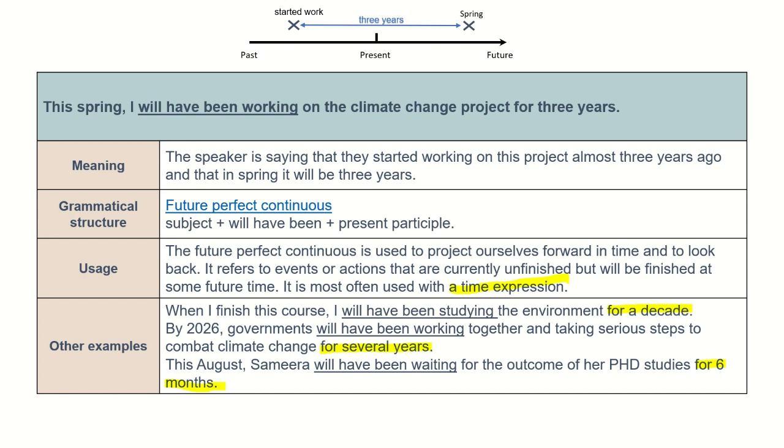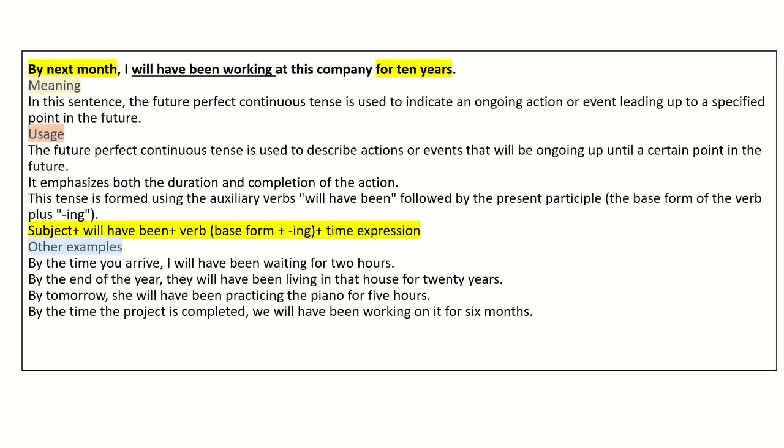We use it to focus on a duration, that this action takes a lot of time to be done and finished. Okay. By next month, I will have been working at this company for 10 years. That means it's an ongoing action or event leading up to a specified point in the future. I always have a time expression.